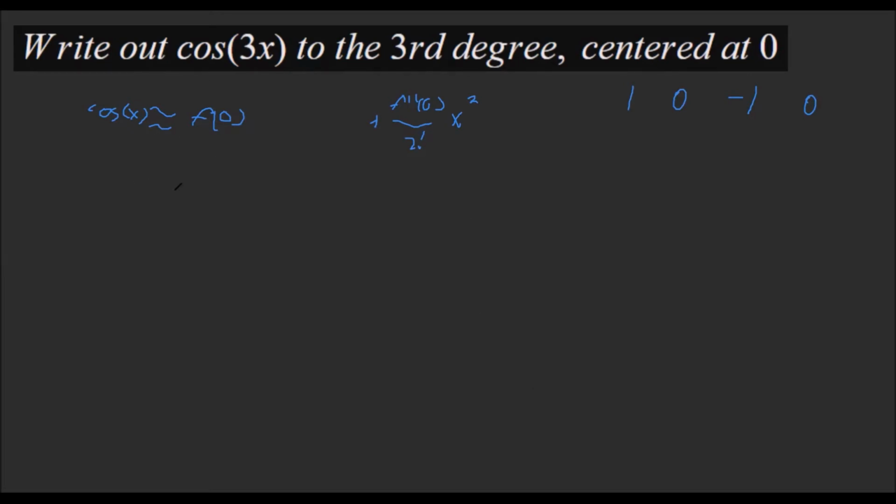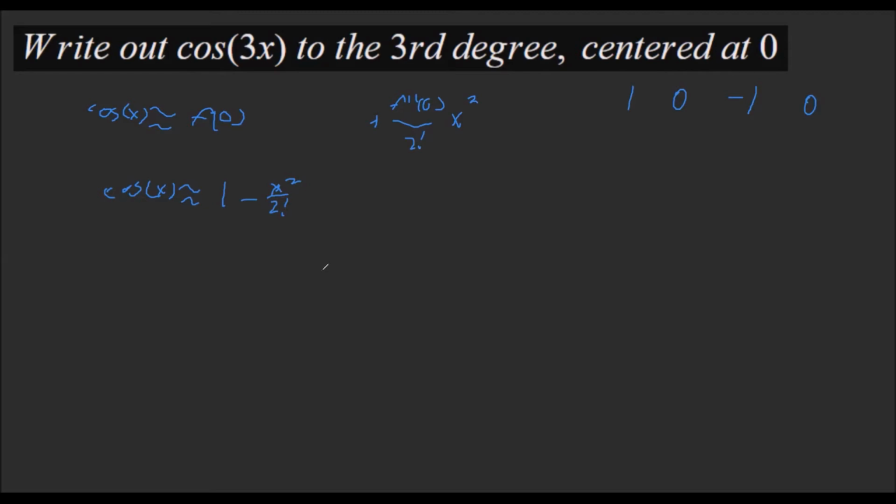So now we can sort of fill things in. Cosine of x is approximately equal to 1 because f of 0 is 1. We already found that. Plus f double prime of 0, which is negative 1, over 2 factorial times x squared. So this is cosine of x to the third degree, or technically to the second, because you can't really write out cosine 3x to the third degree. But this is what we have so far.